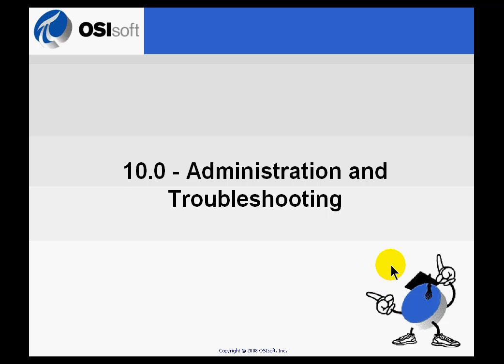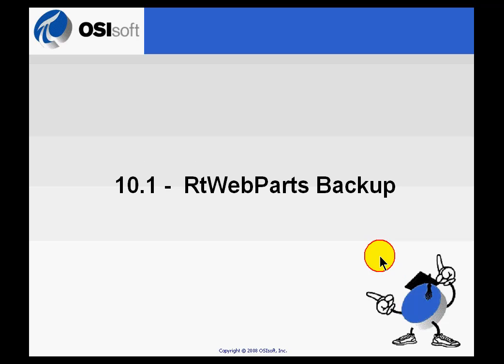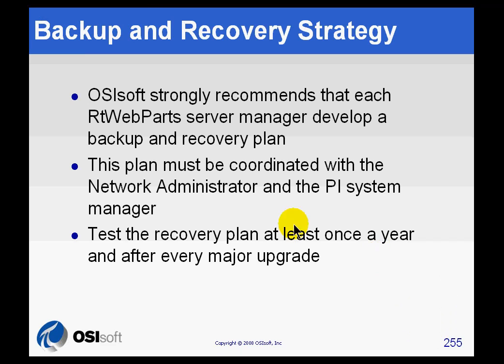Administration and troubleshooting. First part of this section is all about doing an RtWebParts backup. Like any large server-based application, we do recommend that you have some kind of a coherent backup and recovery plan. You've got to coordinate it with at least your PI system manager, because there are going to be things that need to be backed up from PI, of course, with any other administrators doing backup.